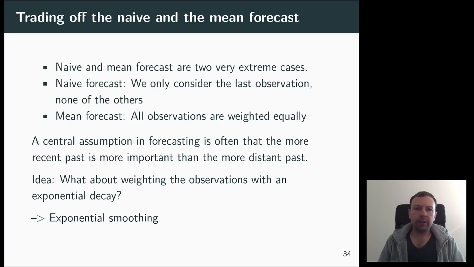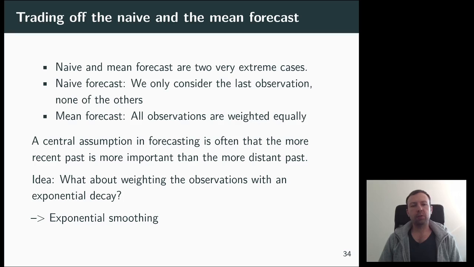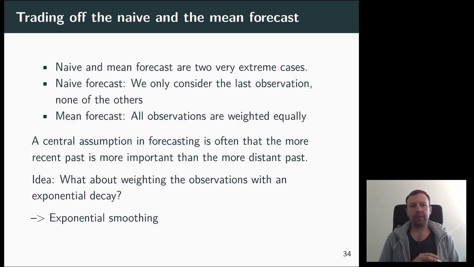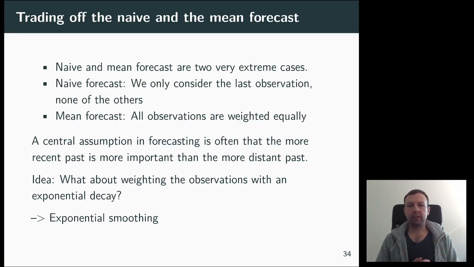Good. With that, we can look at some traditional forecasting methods. We've actually already seen in the introduction 2 very simple forecasting methods. One is a naive forecast, and the other one is a mean forecast. It turns out these two are actually 2 very extreme cases. The naive forecast only considers the last observation and none of the others. Whereas in the mean forecast, we calculate the mean over all observations, so all past observations are weighted equally.